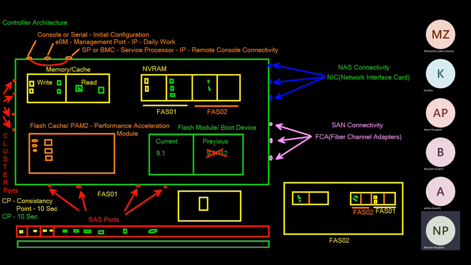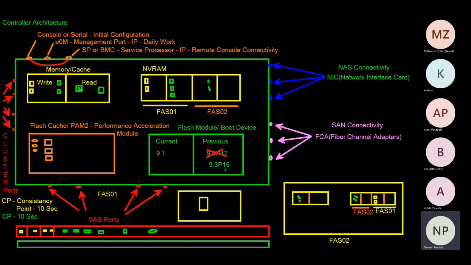partition of the flash module or boot device, and it will write the data here, like a new version, for example 9.3 P16 that I'm installing now. Let's assume patch 16. It will install everything here, and we need to reboot the controller now. I mean, the controller will be rebooted.